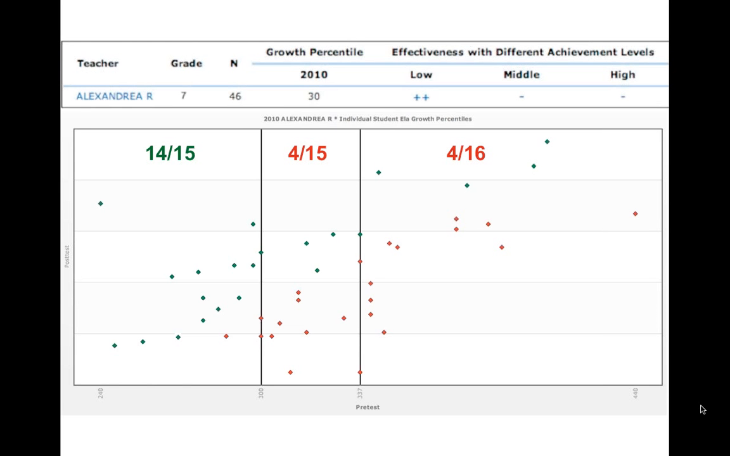When we look at Alexandria, we see that she's producing excellent learning growth with her low achieving students. 14 out of 15 made greater than average learning growth. Look at all those green dots to the leftmost part of her scatter plot. However, when we look at her middle and high achieving students, she's not producing growth for the majority of these kids. Only 4 out of 15 made learning growth in her middle and 4 out of 16 of her high. A lot more red dots in the middle and right sections of her plot.